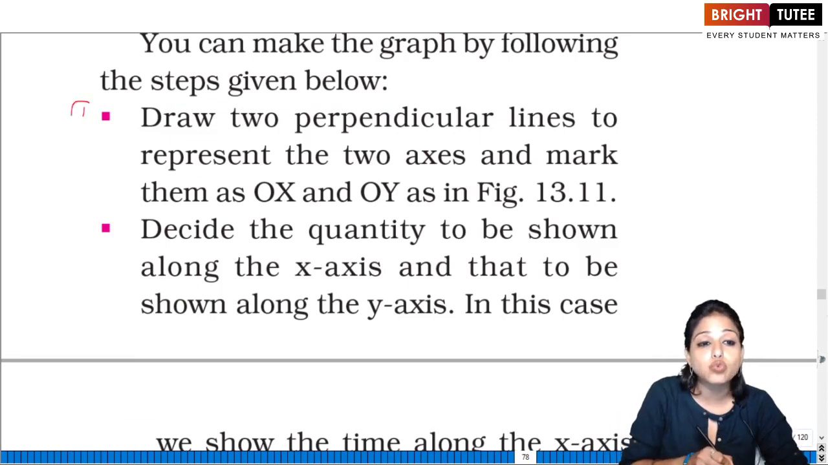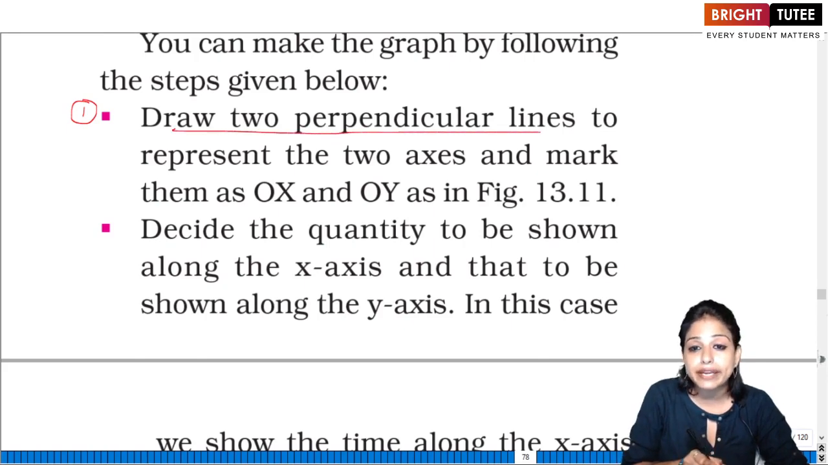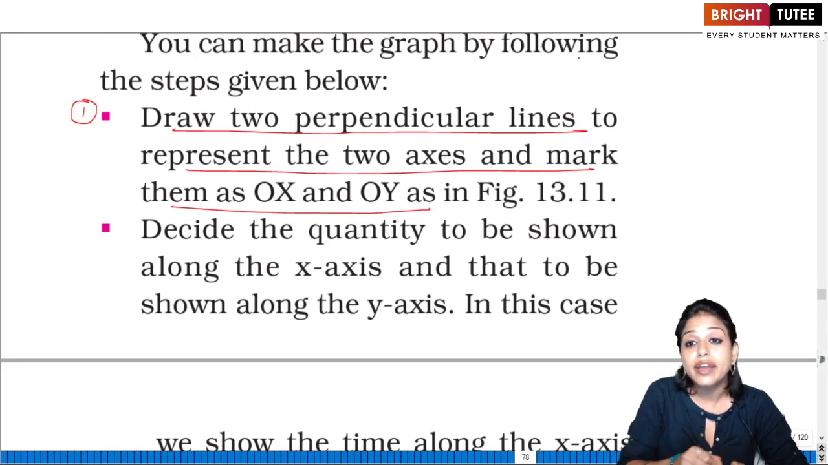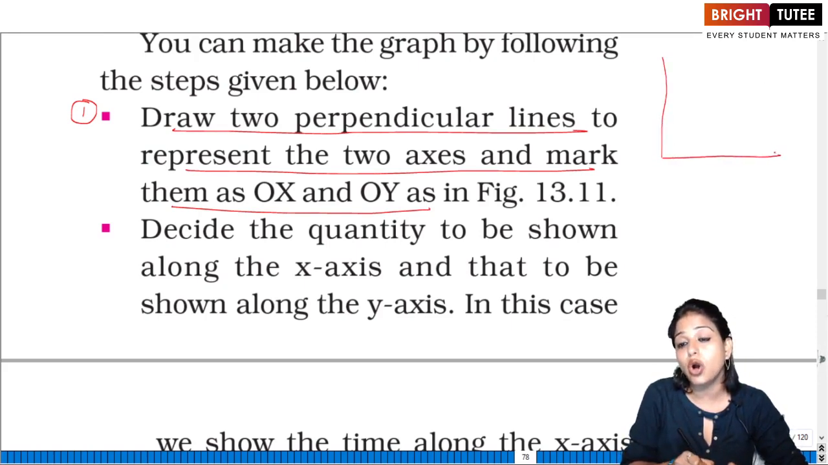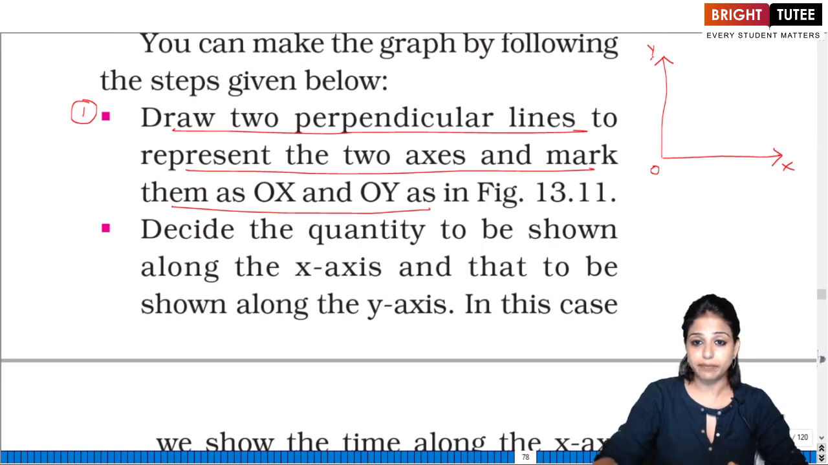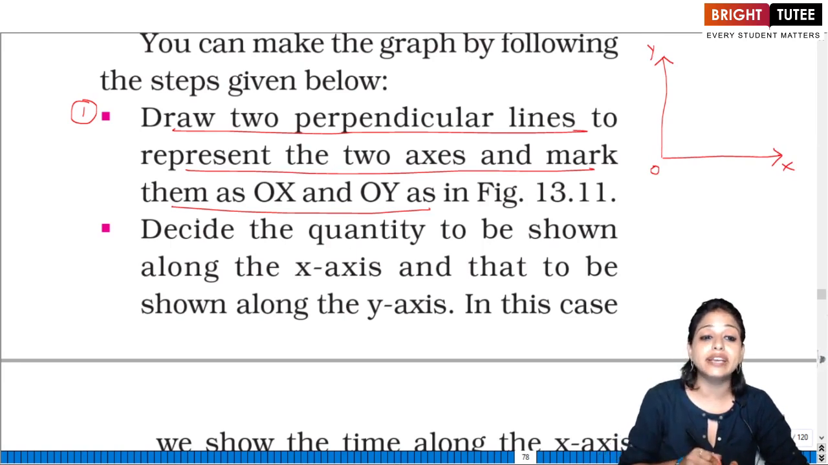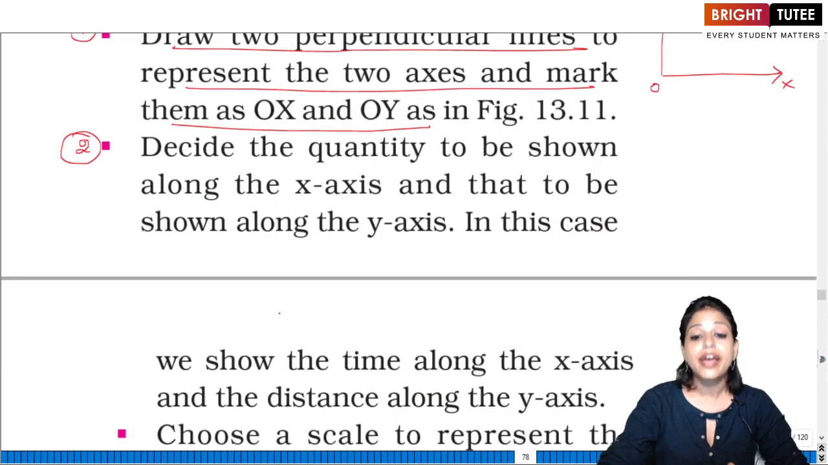Number one step is what? Draw the two perpendicular lines to represent the two axes and mark the OX and OY. Now you know we are not considering the negative side. So we are going to draw two perpendicular lines, and this is my OX, this is my OY. Now we have to decide which quantity we are going to put on the x-axis and which on the y-axis.